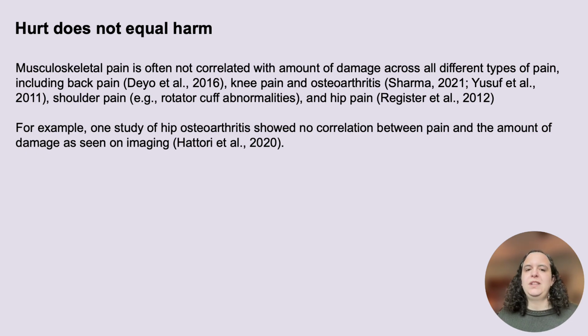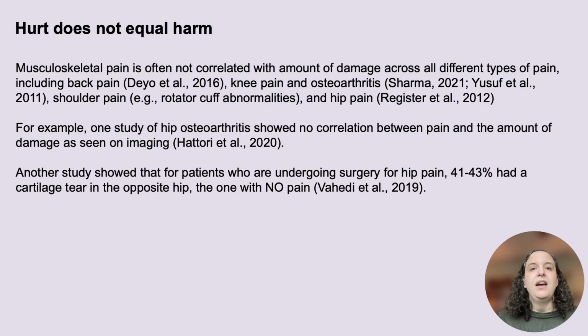So for example, one study of hip osteoarthritis showed no correlation between pain and the amount of damage as seen on imaging. Another study looked at patients undergoing surgery for hip pain and found that 41 to 43% had a cartilage tear in the opposite hip, the one that didn't have any pain at all. They were just looking: what if we open up the opposite hip, the one that we're not doing surgery on, what do we see? And they saw that actually there's damage even when there's no pain.